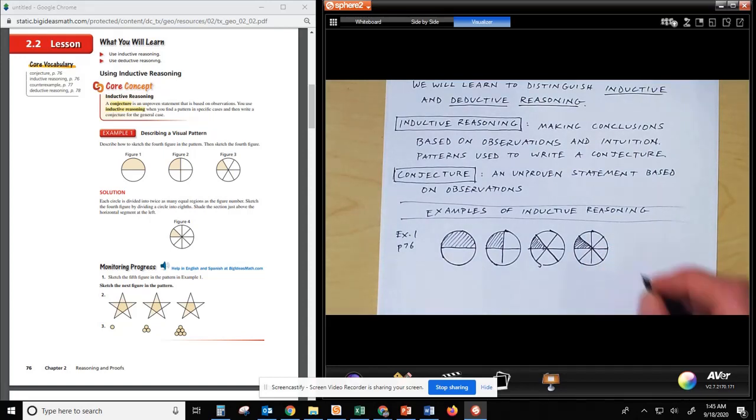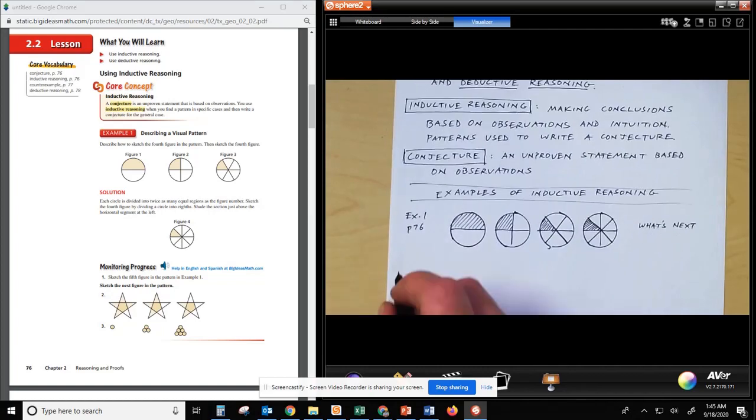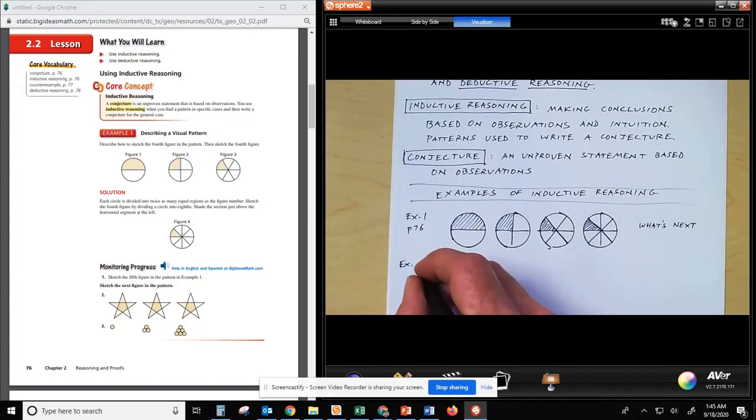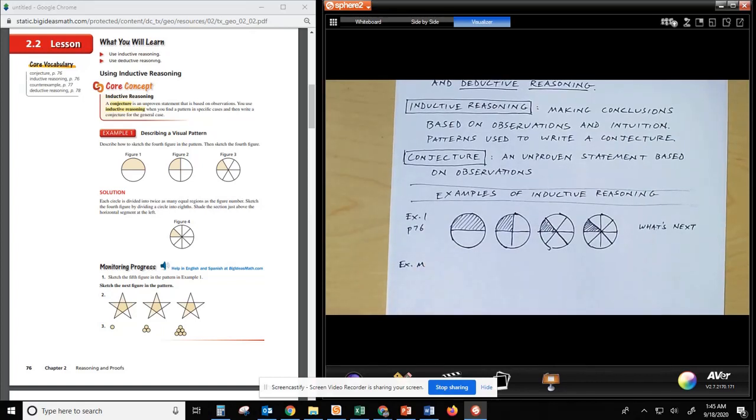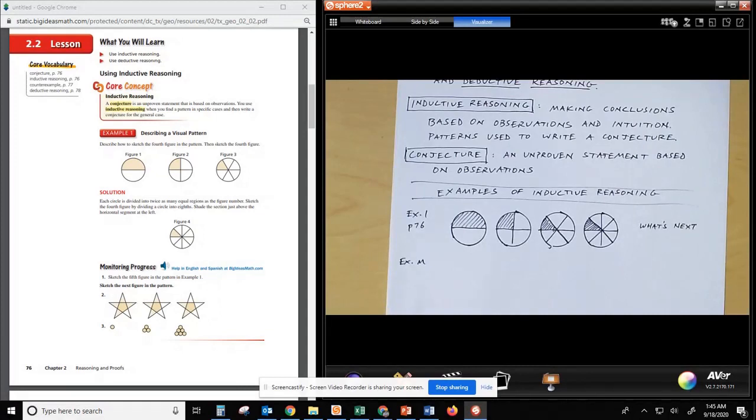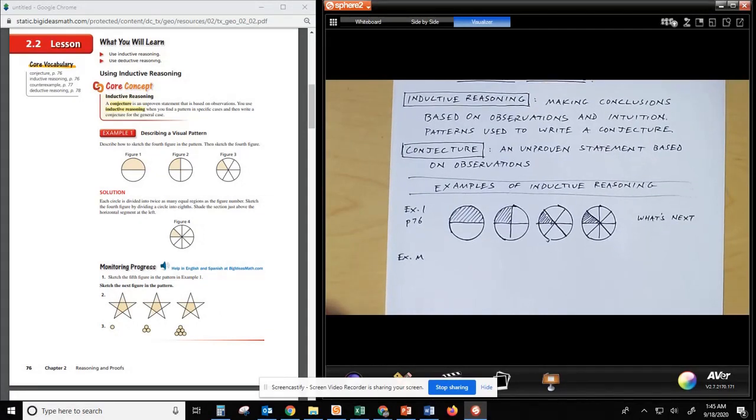The question here was, what's next? And we have used inductive reasoning, a pattern based on observations and intuition, to predict what comes next in the series. Here's an example from everyday life. And I'm going to put M because this is Mr. Mitchell's example. See if this is true for your household.